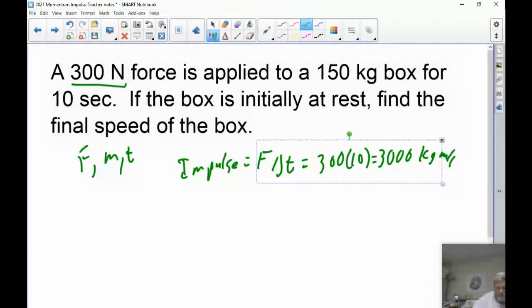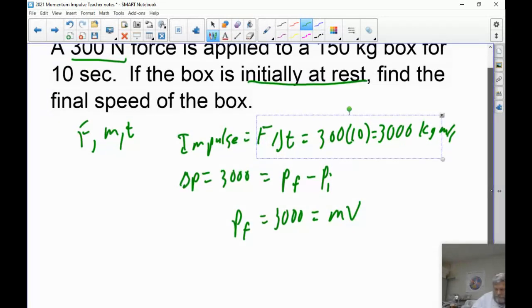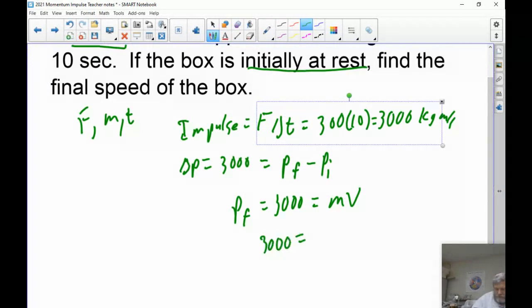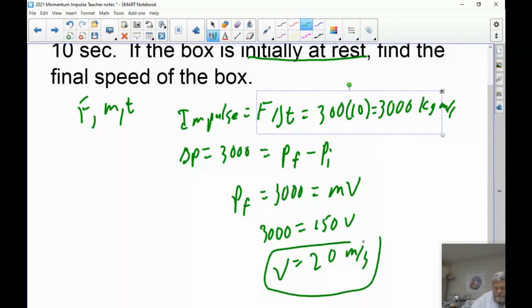That's the same thing as my change in momentum, right? So my change in momentum, delta P, is equal to 3,000. Well, that's equal to my final momentum minus my initial momentum. My initial momentum is 0, so my final momentum is 3,000. That's equal to m times v. So 3,000 is equal to my mass, which we said was 150, times v. So my final velocity is 3,000 divided by 150, 20 meters per second.